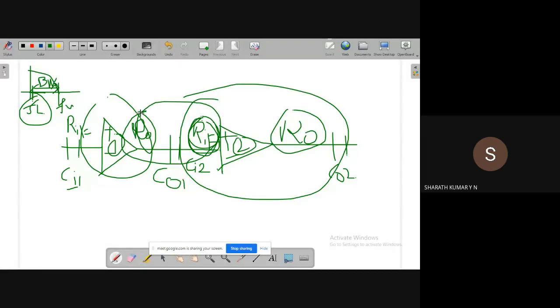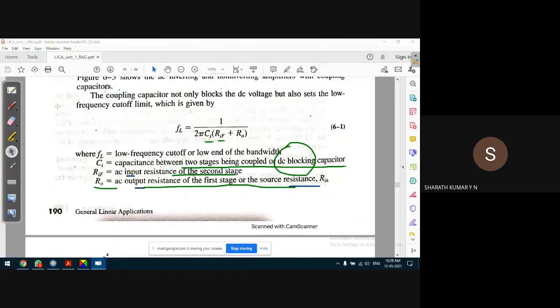What is the comparison? RIF is very large, in terms of mega ohms. RO is very small and negligible compared to RIF, so we can comfortably neglect RO. So RIF plus RO is still a large quantity because RIF is very large. What about this CI? The larger the value of CI, the smaller the lower cutoff frequency. But the smaller the value of CI, the lesser the blocking of the DC. So we have to compromise here.